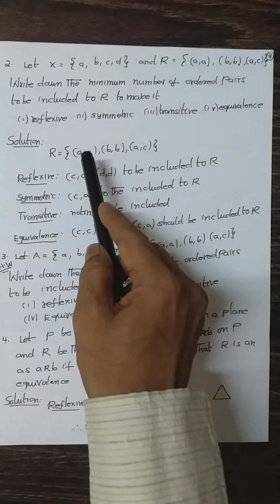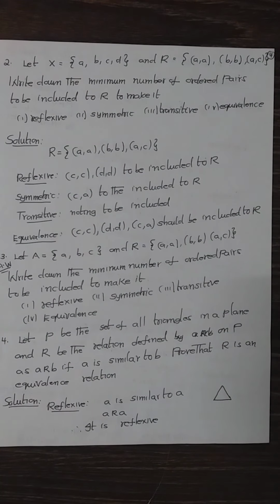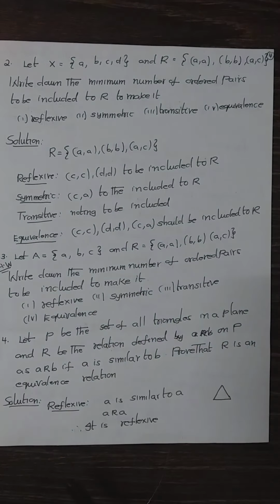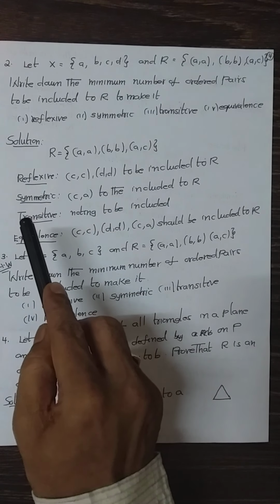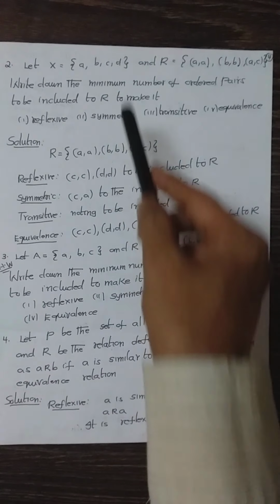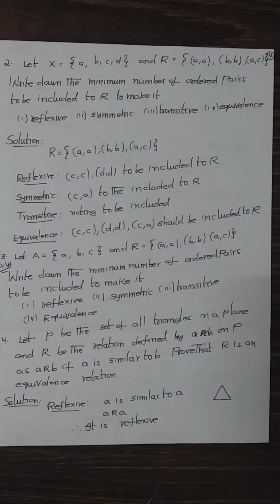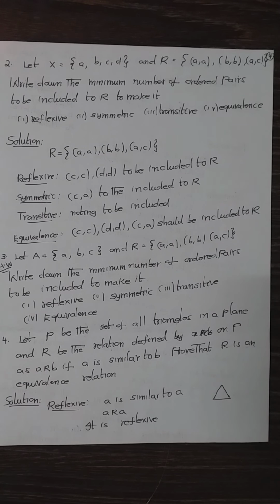But here we got (A,A), (B,B). So what are the missing ordered pairs here? (C,C), (D,D). So to make it reflexive, (C,C), (D,D) are to be included to capital R. Very simple. Okay, next symmetric.